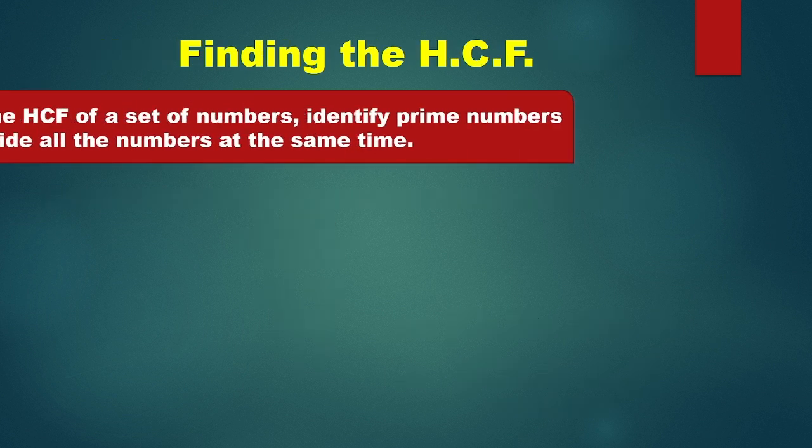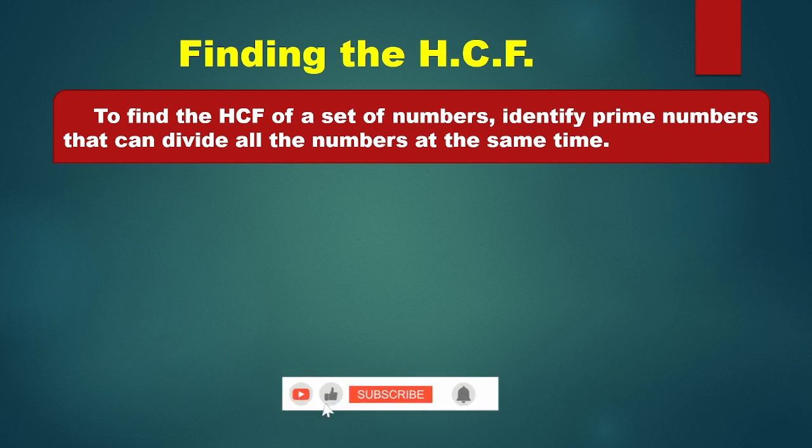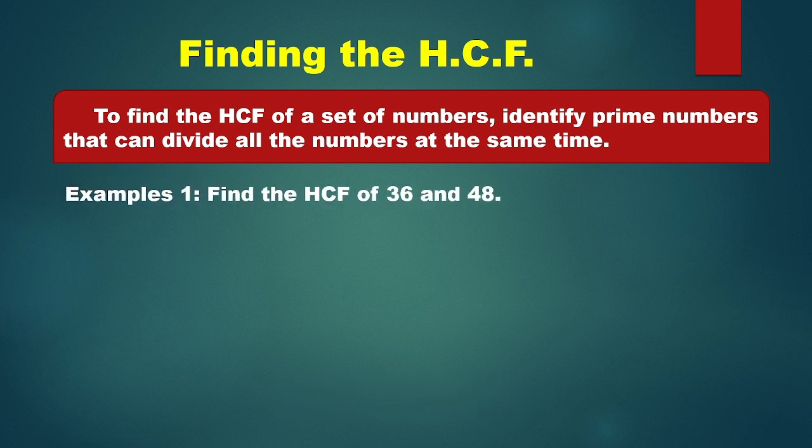So, finding HCF. To find the HCF of a set of numbers, identify prime numbers that can divide all the numbers at the same time. So for us to be able to do this, you have to be able to use prime numbers to divide those numbers at the same time. For example, find the HCF of 36 and 48.